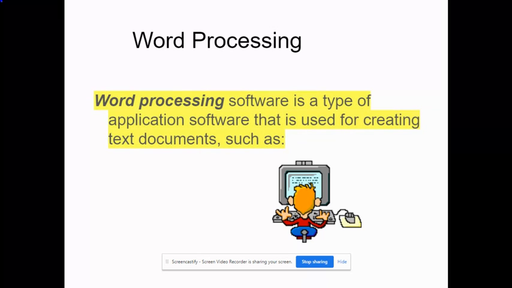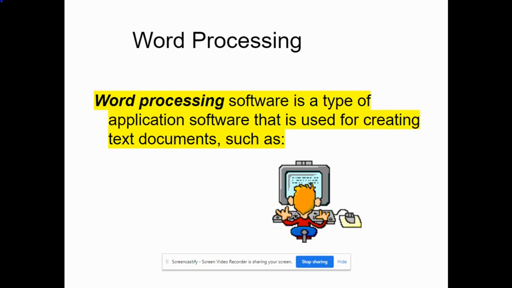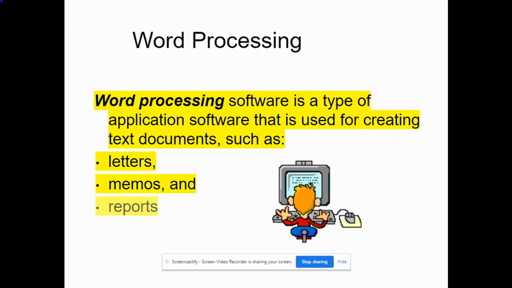So we're going to talk for just a second about word processing. Word processing is a type of application software that is used for creating text documents, such as letters, memos, and reports. A lot of people are like, but what is word processing software? Basically, what that means is you guys know it more as Google Docs or Microsoft Word. Those are examples of word processing software.